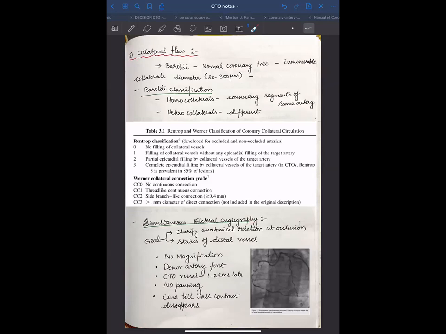So coming to the bread and butter of CTO in current day and age, which is simultaneous bilateral angiographic injection. The goal of this is to clarify the anatomical relation of the CTO at its occlusion and the status of the distal vessel. A few things need to be followed: there should not be any magnification, the donor artery, which is the feeder for the collaterals, should be injected first, and the CTO vessel 1 to 2 seconds later after the donor artery starts filling up the CTO. No panning should be used, and cine should be done till all the contrast disappears.